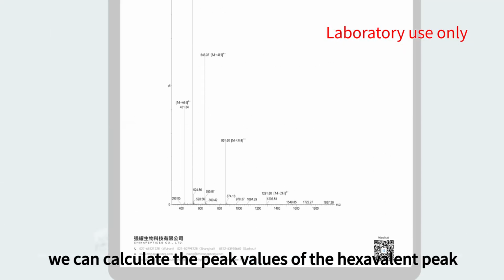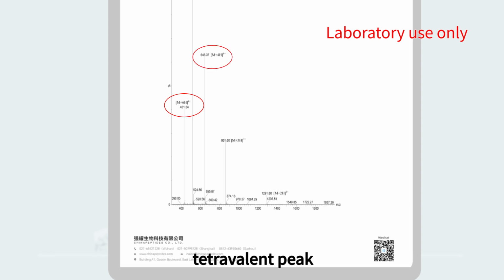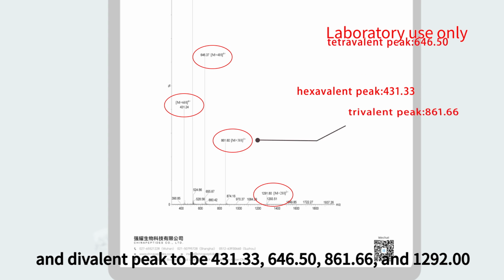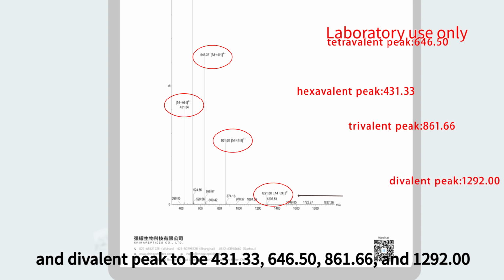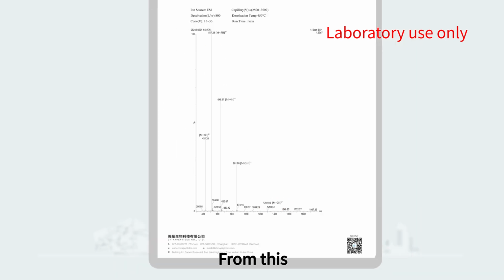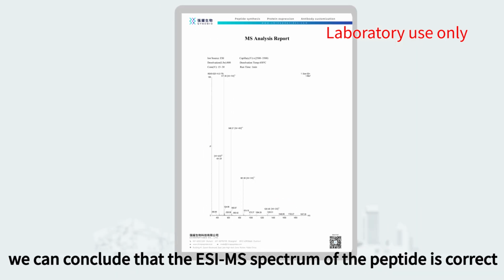Similarly, we can calculate the peak values of the hexavalent peak, tetravalent peak, trivalent peak, and divalent peak to be 431.33, 646.50, 861.66, and 1292.00. We can still find the corresponding ion peaks in the mass spectrum. From this, we can conclude that the ESI-MS spectrum of the peptide is correct.